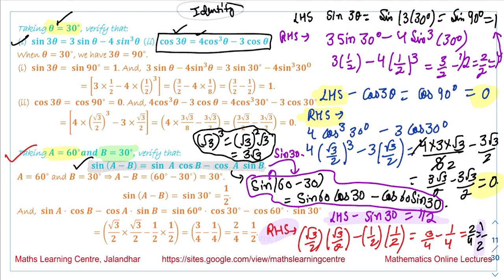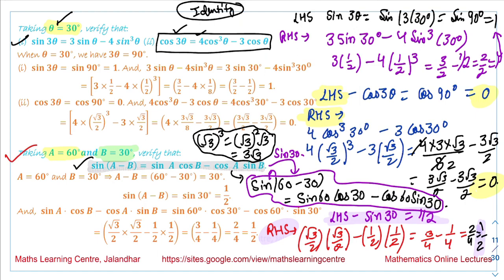If we want to make this an identity, then we have to prove it for every value of theta, and that you will do in your next classes. But I am just telling you this thing that if for any particular value something is satisfied, it doesn't mean that it is true for all other values.